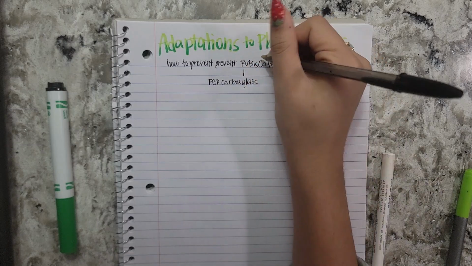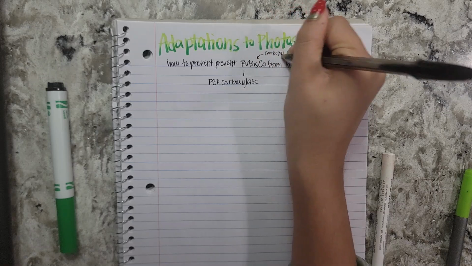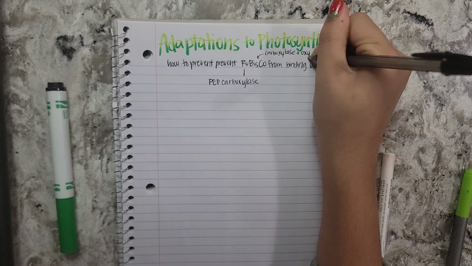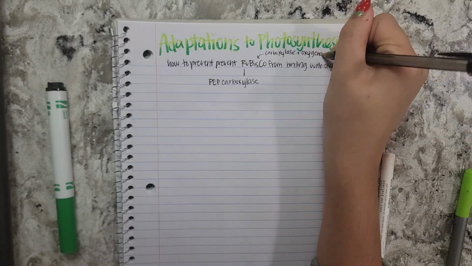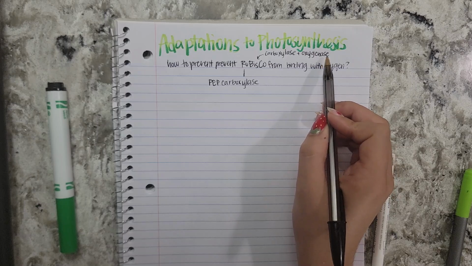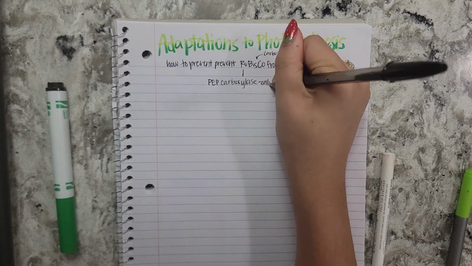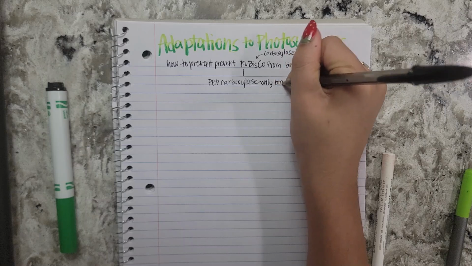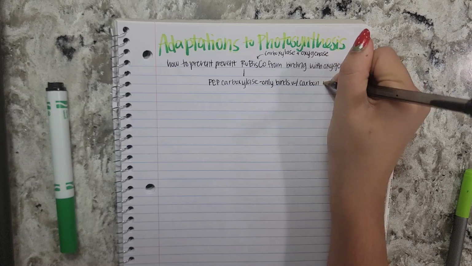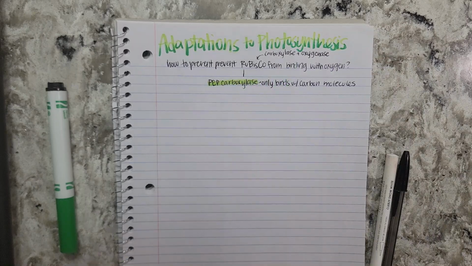So RuBisCO is both a carboxylase and an oxygenase, meaning that it binds both carbon molecules and oxygen molecules. When it binds with carbon dioxide, that's the carboxylase activity, but when it binds with oxygen, that's the oxygenase activity. And that's bad. That's the photorespiration we don't want to happen. So instead we can utilize a carboxylase, which only binds with carbon molecules. So both of our methods are going to harness PEP carboxylase.